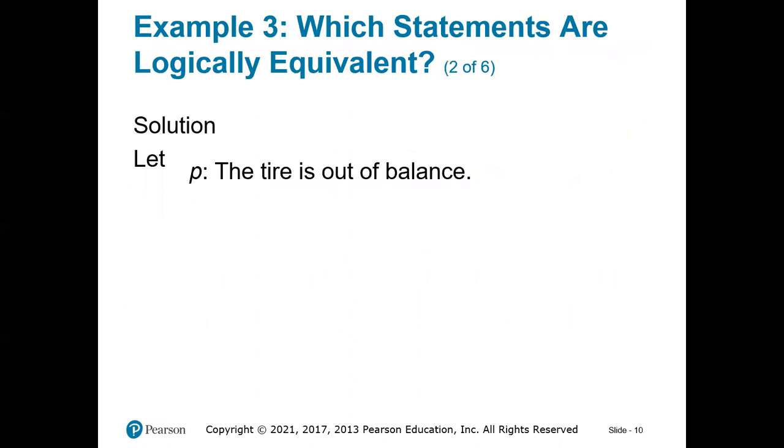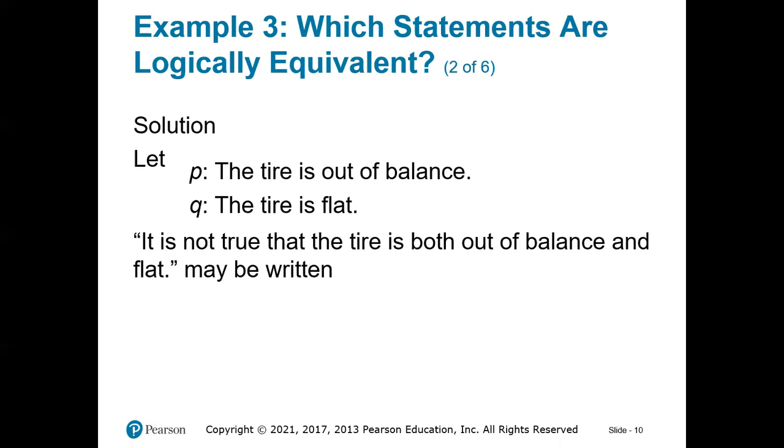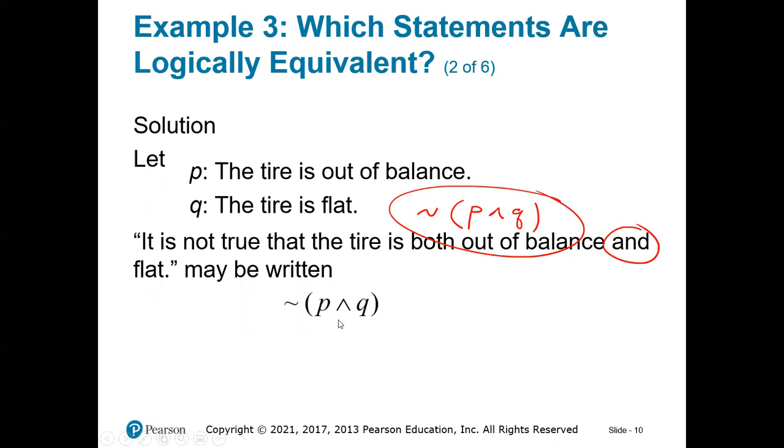So let P be the tire is out of balance, and Q the tire is flat. So this statement that says it is not true, remember when it is not true, you always start with the negation. It is not true that the tire is both out of balance, which is P, and what? Flat, which is Q. So now this one here is the symbolic representation of the statement, just like I just wrote.